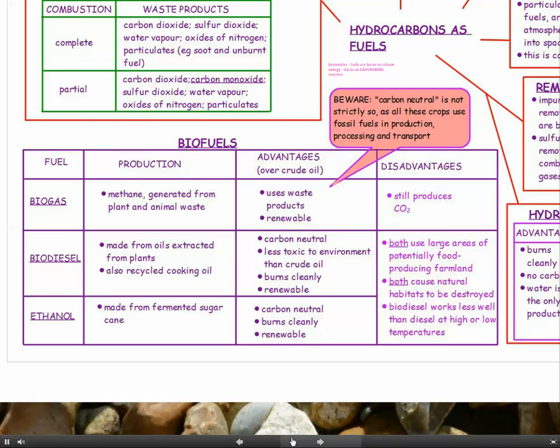And also beware, this term carbon neutral, it's not strictly true, because although all these crops take in CO2 in photosynthesis, nevertheless they do use fossil fuels in production, in the agricultural machinery that's used to process them and to transport them. So carbon neutral is not strictly true.